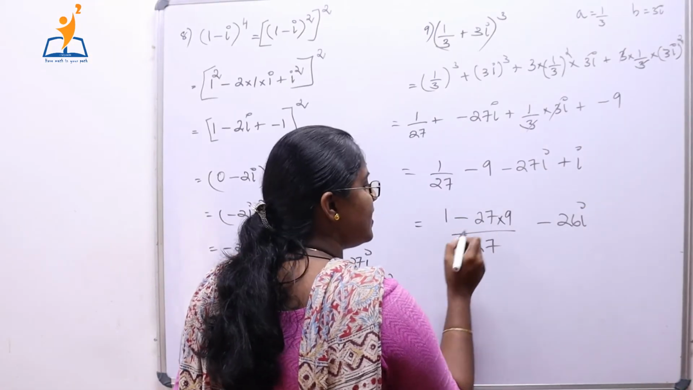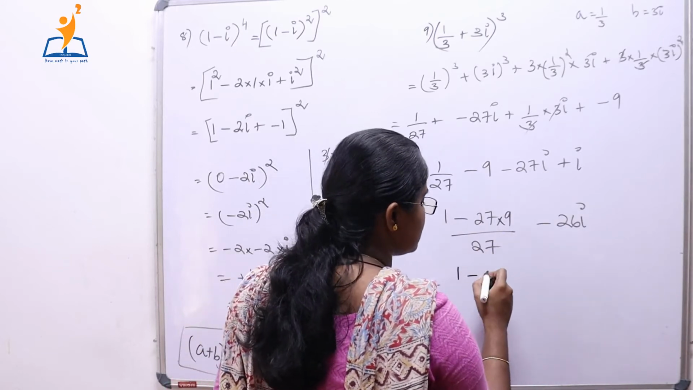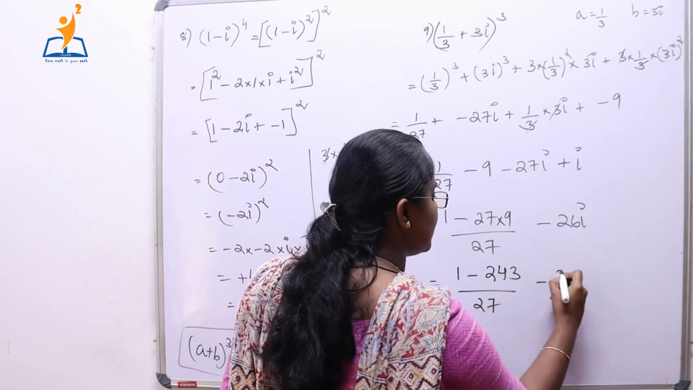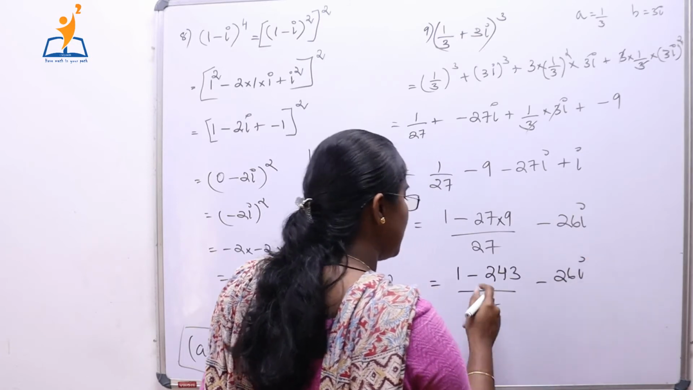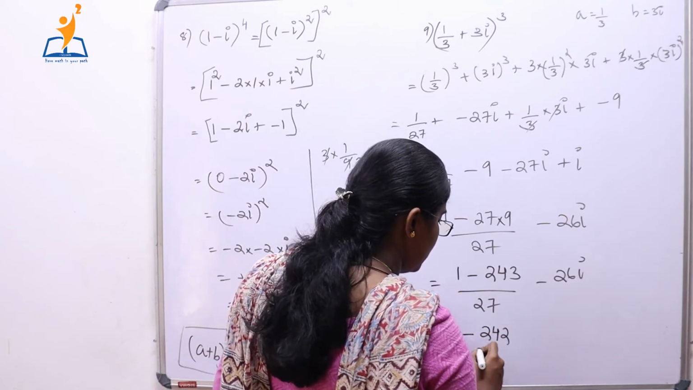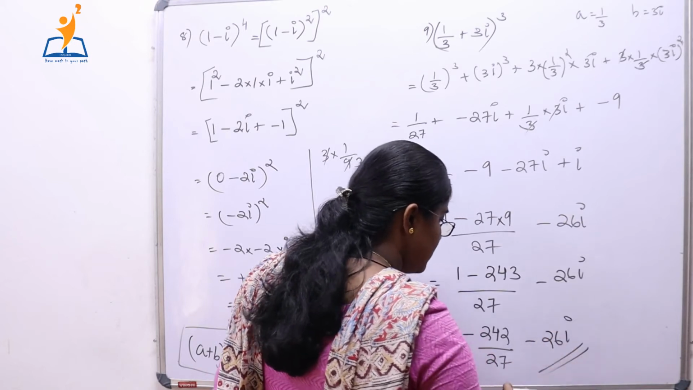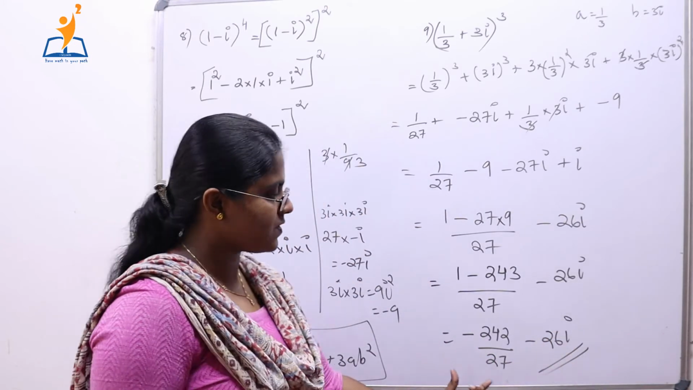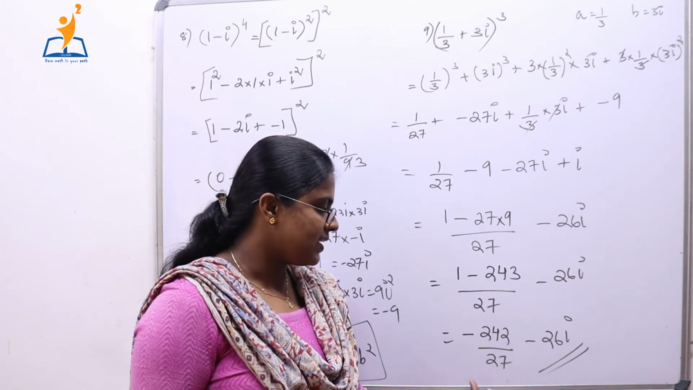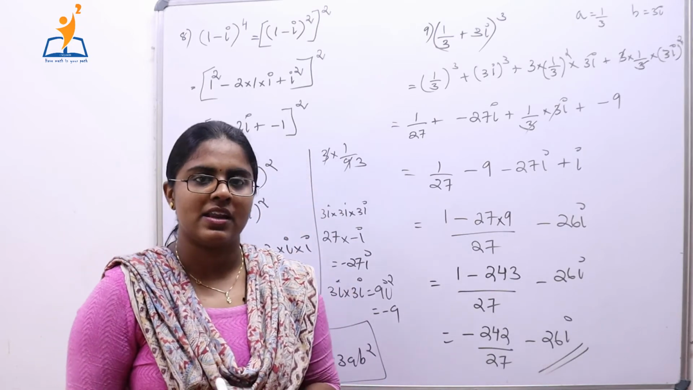So 1 minus 27 into 9 is 243 by 27 minus 26i. 1 minus 243 is minus 242 divided by 27 minus 26i. So that's the end of this question. This is of the form a plus ib, with a is minus 242 by 27 and b is minus 26. Now we shall move to the next question.